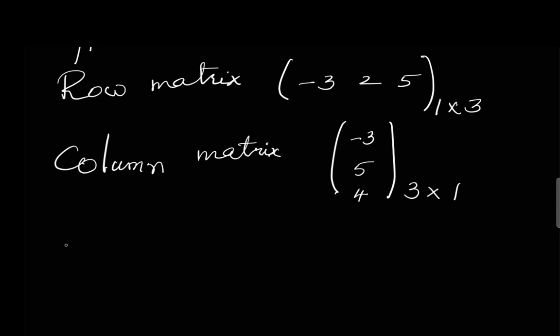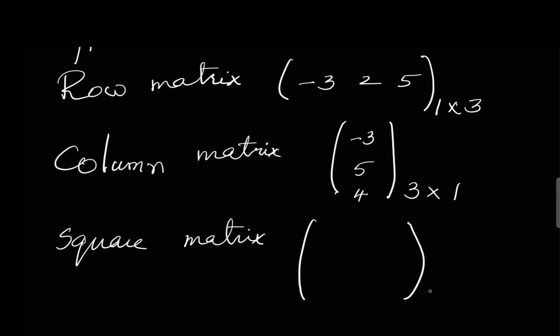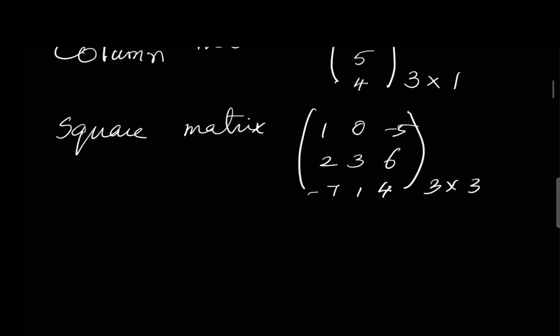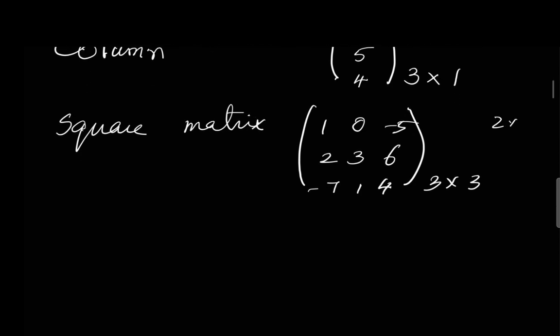Next matrix is the square matrix. In a matrix, if the rows and columns are the same, it is called a square matrix. 1, 0, -5, 2, 3, 6, -7, 1, 4. 3 rows and 3 columns, a square matrix, or you can say 2 by 2 also. Rows and columns are equal. It is a square matrix.